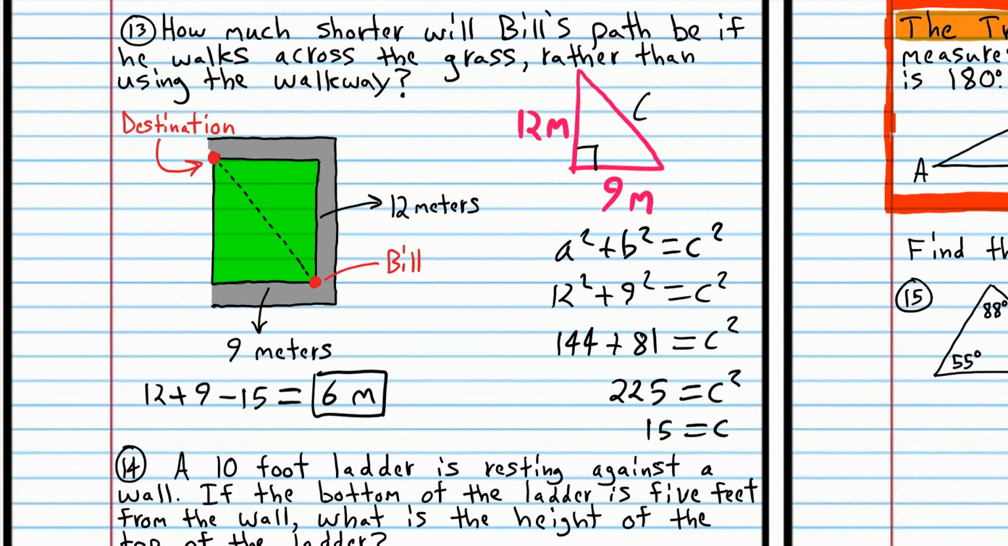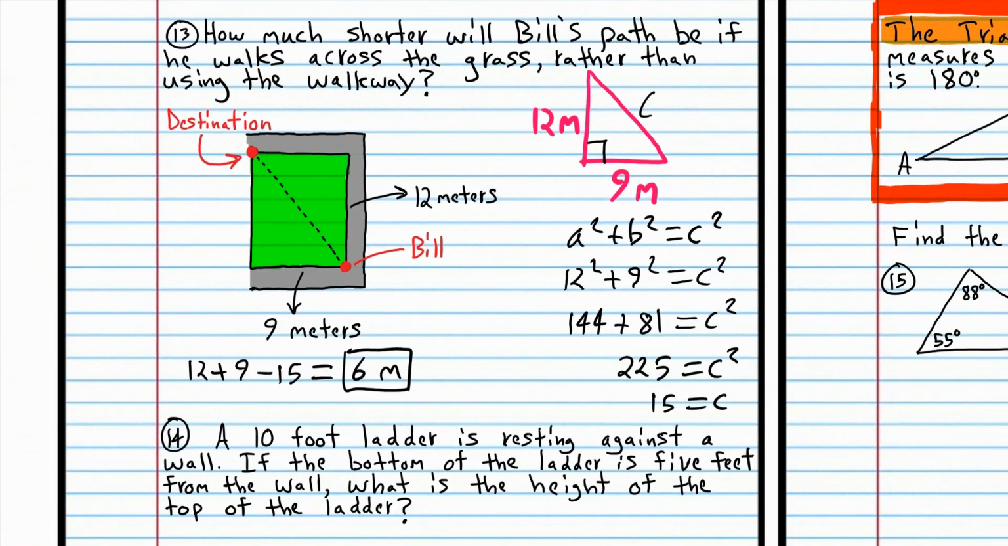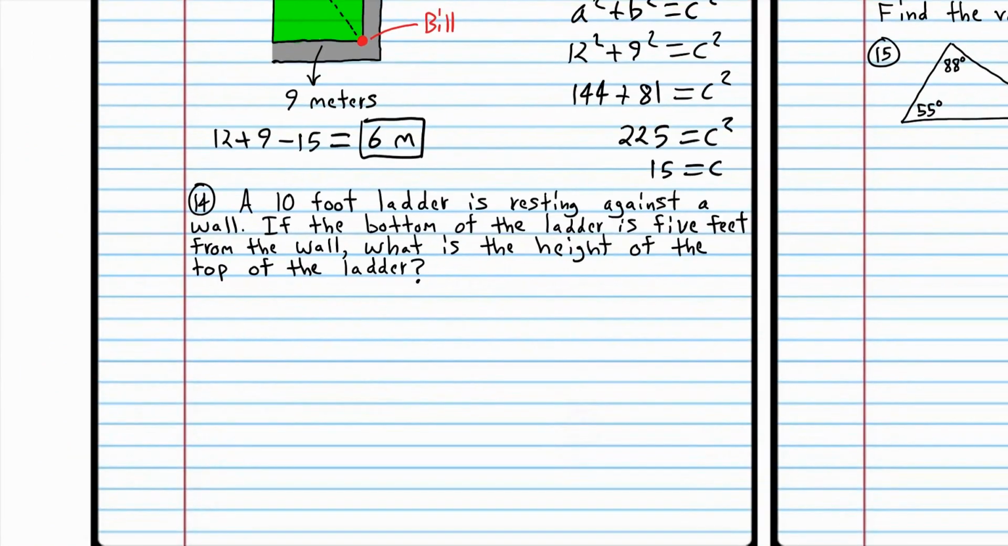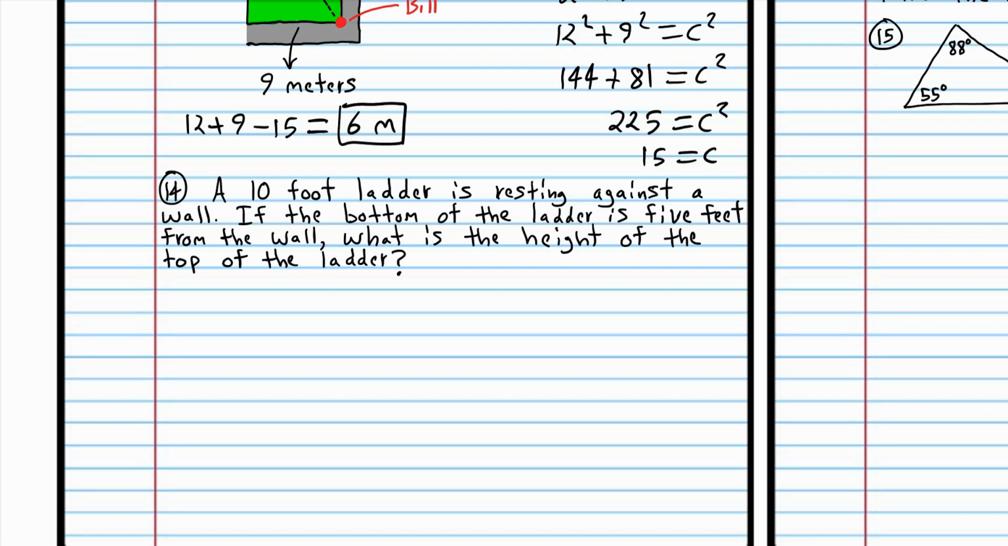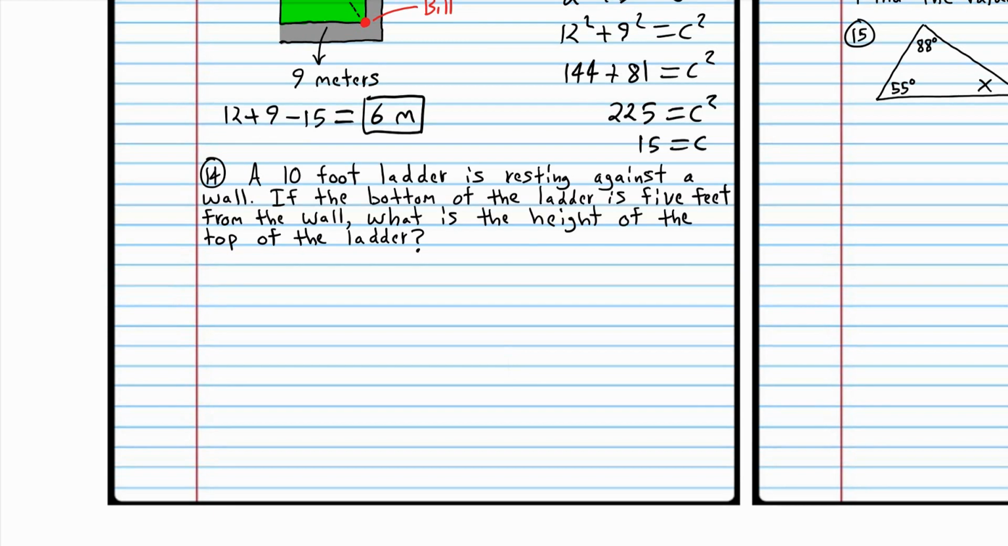So again, that was kind of a challenge problem. There's a lot going on there. Let's go on to another problem here. A 10-foot ladder is resting against a wall. If the bottom of the ladder is 5 feet from the wall, what is the height of the top of the ladder? I know that seems kind of complicated, but it's really not.